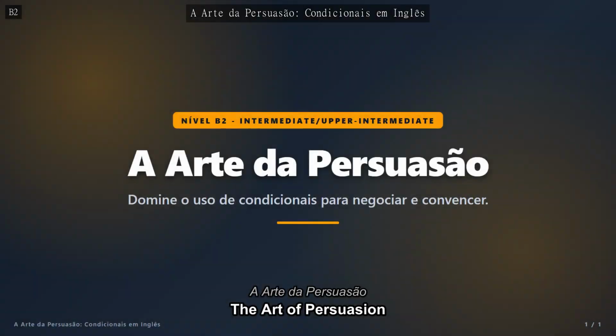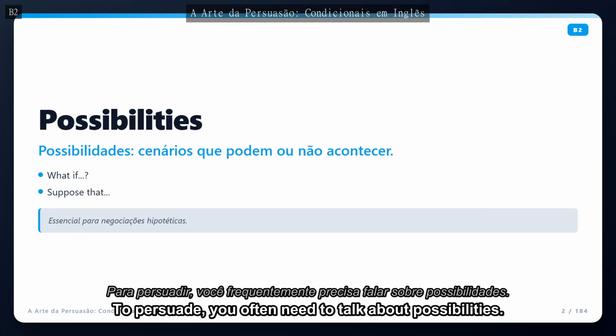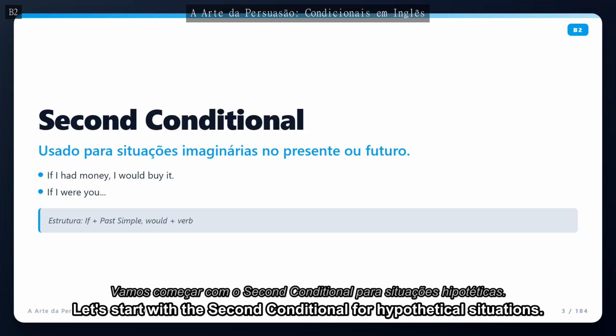The art of persuasion. Today, we will master persuasion using conditionals. To persuade, you often need to talk about possibilities. Let's start with the second conditional for hypothetical situations.